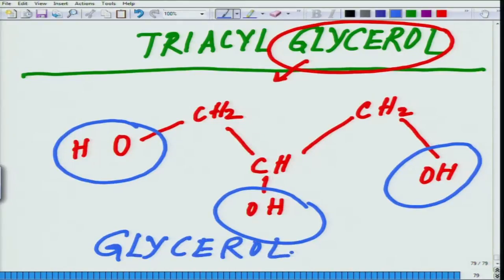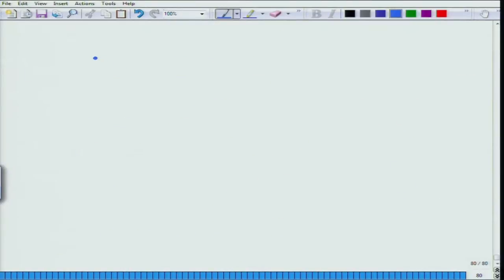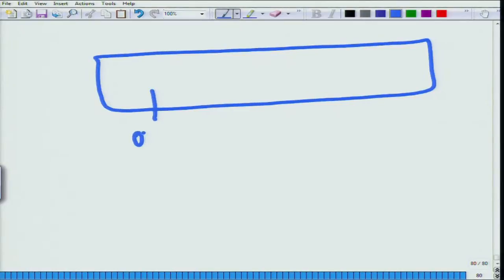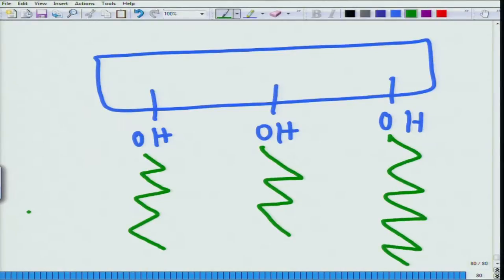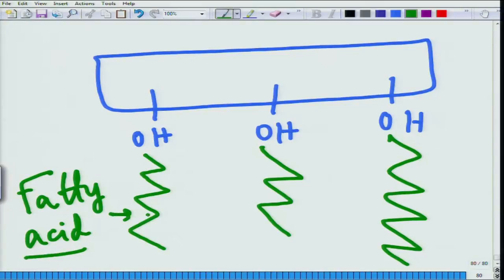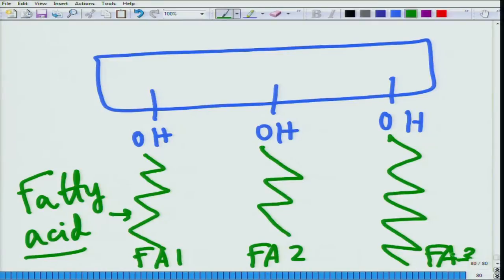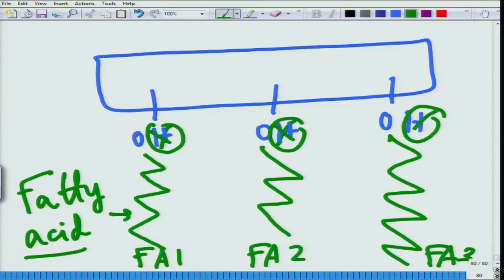Now, if I represent this structure in a box like this, with an OH dangling out, an OH dangling out, an OH dangling out, and if I modify these OH groups with different kinds of fatty acids, these green ones are the fatty acids. Fatty acid 1, FA 2, fatty acid 2, FA 3, they could be the same kind of fatty acids, or they could be different kinds. When the fatty acid joins, this one will get out, this one will move out, this one will move out.